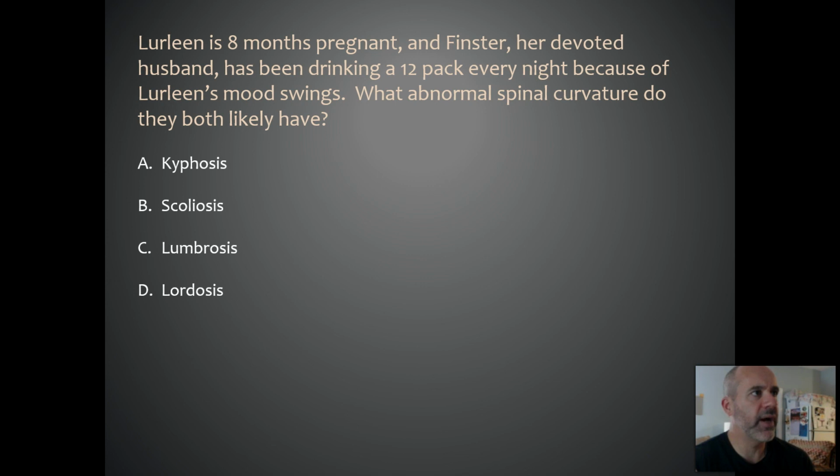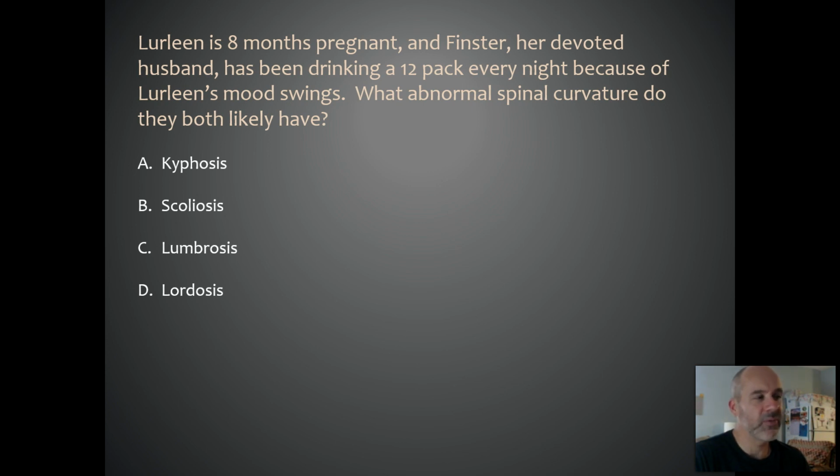Lurleen is 8 months pregnant, and Finster, her devoted husband, has been drinking a 12-pack every night because of Lurleen's mood swings. What abnormal spinal curvature do they both likely have? So what do you think? Lurleen's 8 months pregnant. Finster's been drinking a 12-pack every night, so he probably looks like he's 8 months pregnant as well. He's got a big old beer belly.